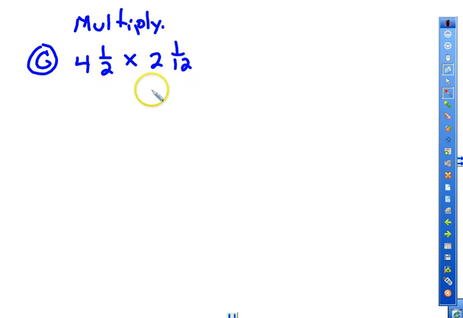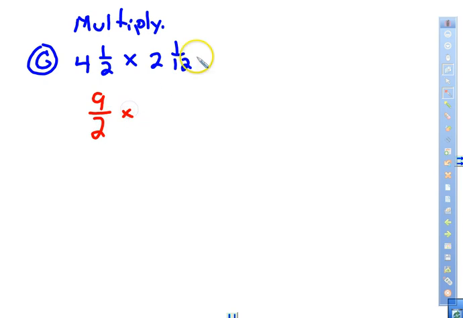Well, again, when we multiply, we have to make them into fractions, whether they're proper or improper. So improper fractions is what we'll make our mixed numbers into. So 2 times 4 is 8 plus 1, so I get 9 over 2, times 12 times 2 is 24, plus 1 more is 25 over 12.